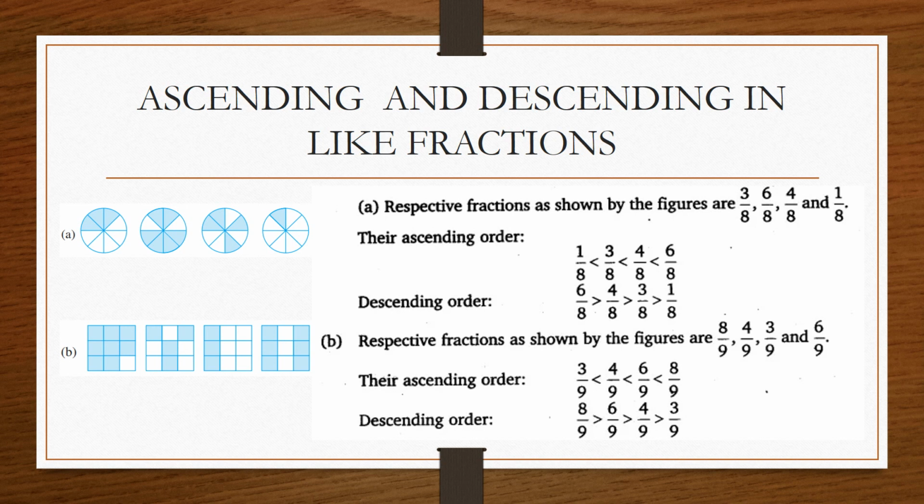Another set of fractions: 8 by 9, 4 by 9, 3 by 9 and 6 by 9. Now again you will just see the numerators. So 3 is the lowest number or the smallest number. So 3 by 9 is lesser than 4 by 9 is lesser than 6 by 9 is lesser than 8 by 9. And if you arrange in descending order, big to small, so 8 by 9 will be greater than 6 by 9 will be greater than 4 by 9 will be greater than 3 by 9.